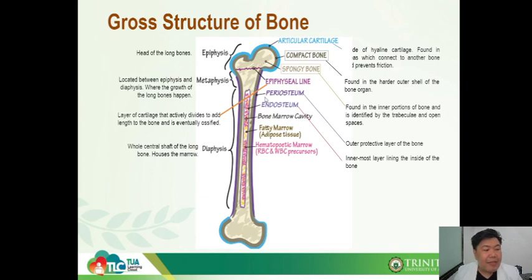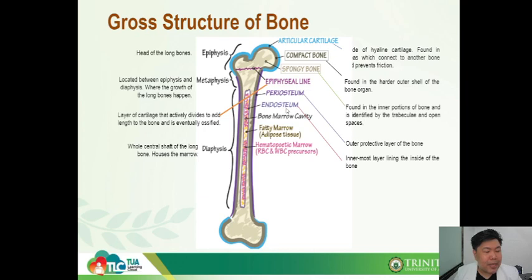Next, we have the periosteum. Peri meaning outside, osteum meaning bone. It is the outer protective layer of the bone. Periosteum, the outer protective layer of the bone. And of course, we have an inner layer called the endosteum. That endosteum is the innermost layer lining the inside of the bone.